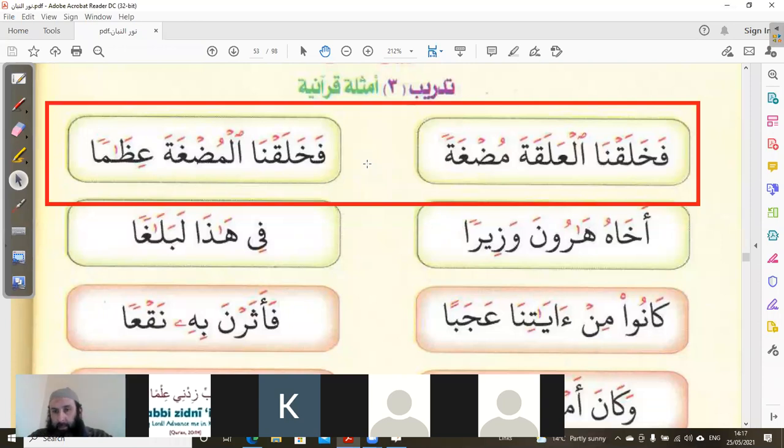فخلقنا. The hamza wasl is silent, and the madd is silent as well. So we jump from nā to nal. Fa khalaqnal alaqata. Nal, alaqata. This is a madd.